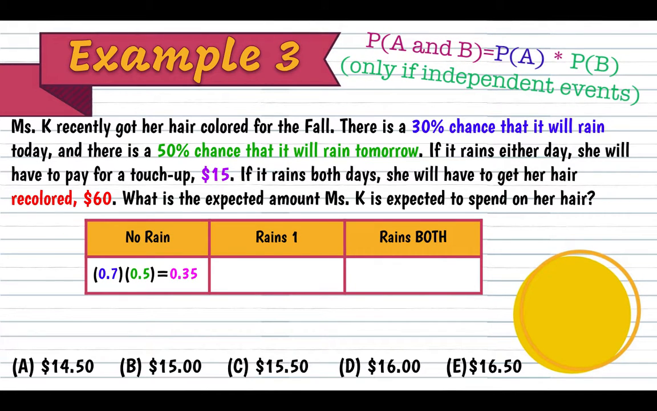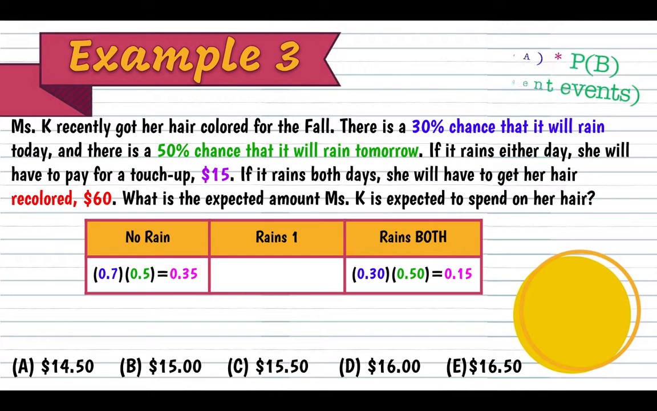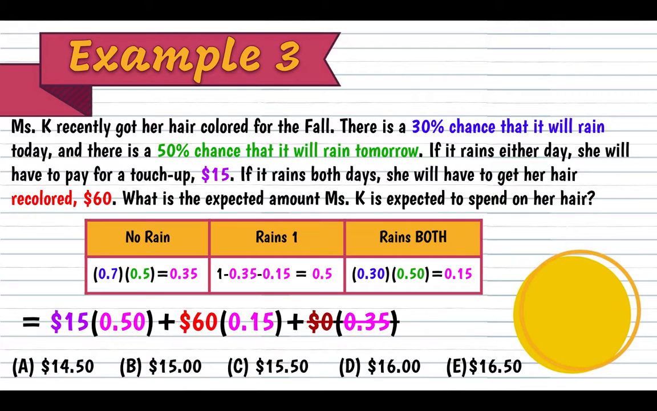Notice it says if it rains either day, she'll have to pay for touch-ups. If it rains both days, she gets her hair. Well, the nice thing is if it rains and it rains, you can do 0.3 times 0.5, and again, it rains on either day is 1 minus those other two. Notice you have the amount that will happen, so multiply it on out.